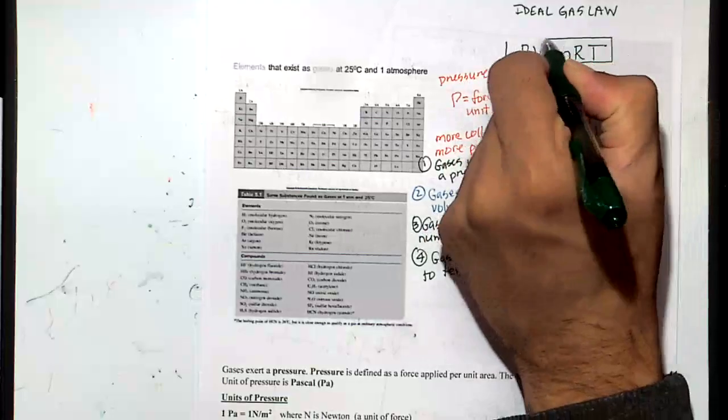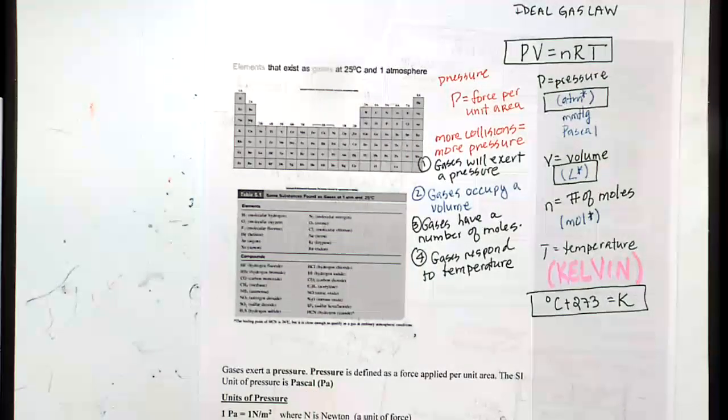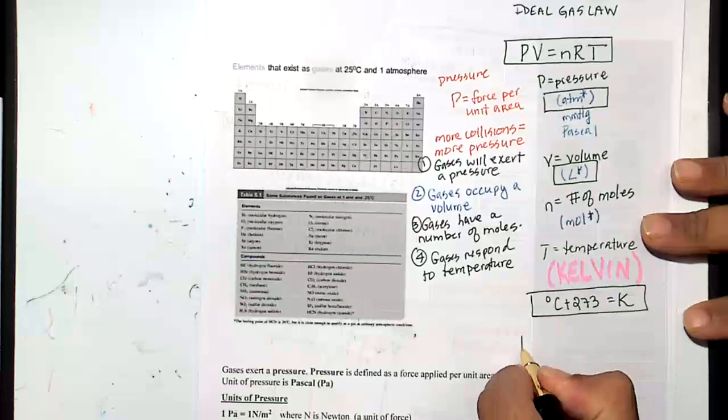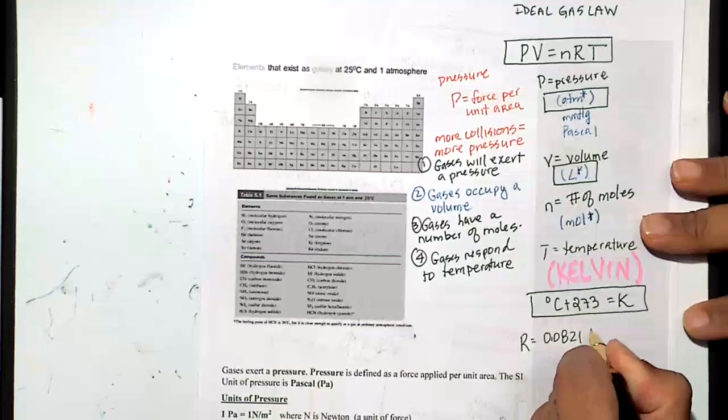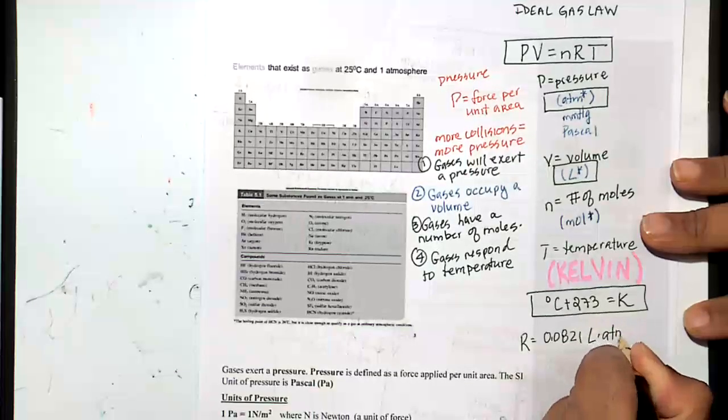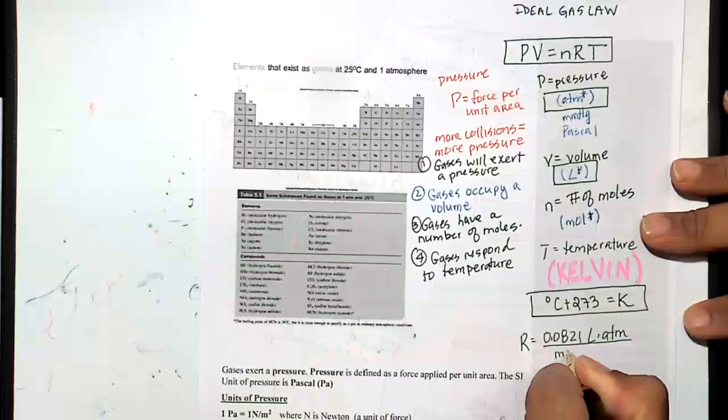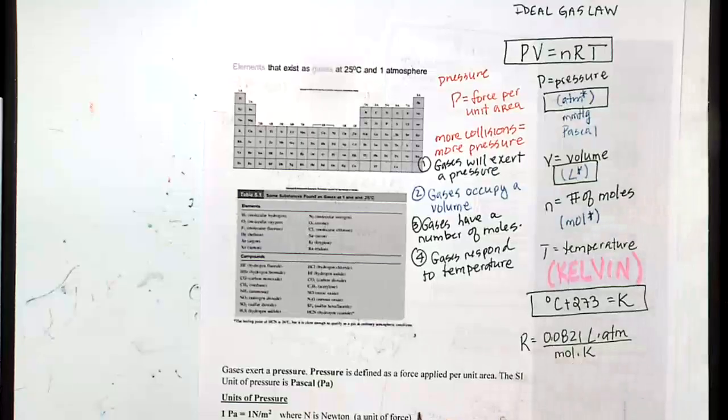Right, so this is the formula, PV equals nRT. This is the ideal gas law. Pressure, volume, n, T, all of this comes together with R, so I'll give you R on the test. Okay, you don't have to worry about it. Okay, R is 0.0821 liters times atmosphere divided by mole Kelvin. Okay, I give you that, okay? I'll give you that. You don't have to memorize it.